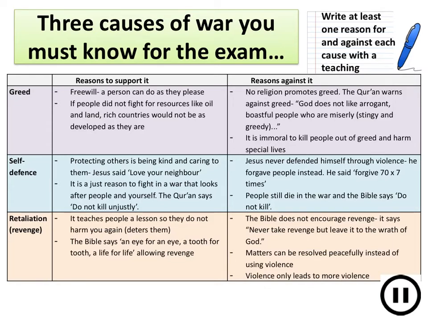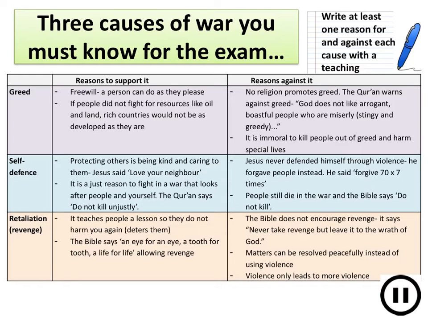First of all, we'll look at greed. Reasons to support greed as a cause of war could be free will. A person can do as they please. If you want to go to war in order to gain more resources or land, then that seems to be something that you've got the option to do. There are lots of teachings that we can use to support free will. The best one is to look at Adam and Eve and the fact that God gives them a choice as to whether they want to obey him or not.